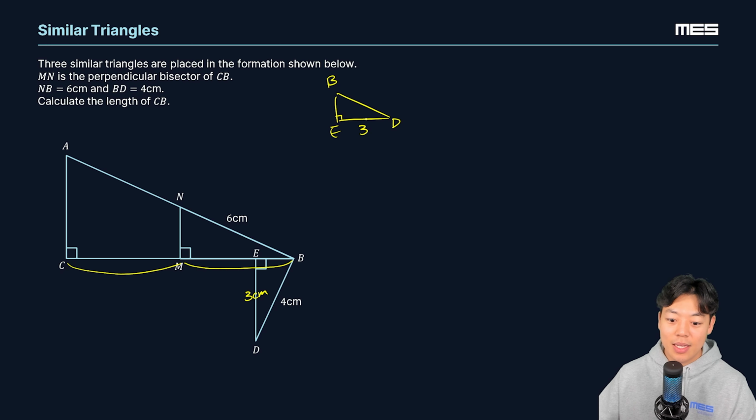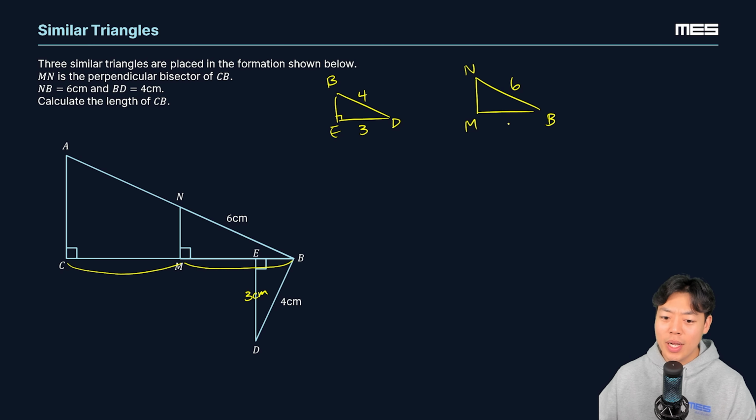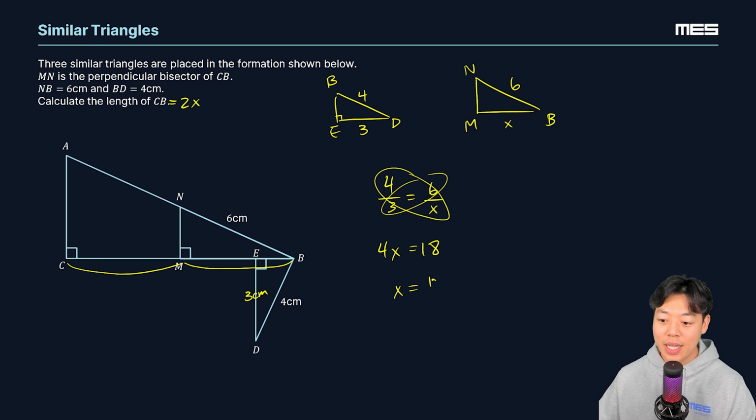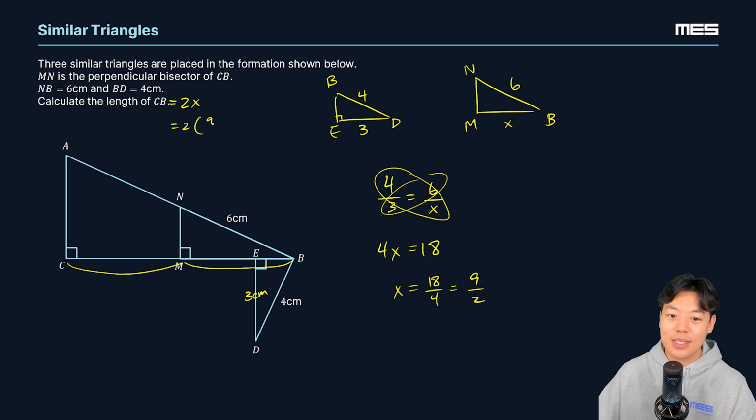DE is 3, BD is 4, and I have this larger triangle here, NMB. This is 6, and we want to know what MB is, because the length of CB will be 2 times x. So if we have 4 is to 3 as 6 is to x, I get 4x is equal to 18 by using the butterfly method or cross multiply. So I get x is equal to 18 over 4, which is 9 over 2. I can plug that in here, 2 times 9 over 2, to get 9 centimeters. Phew! Very nice.